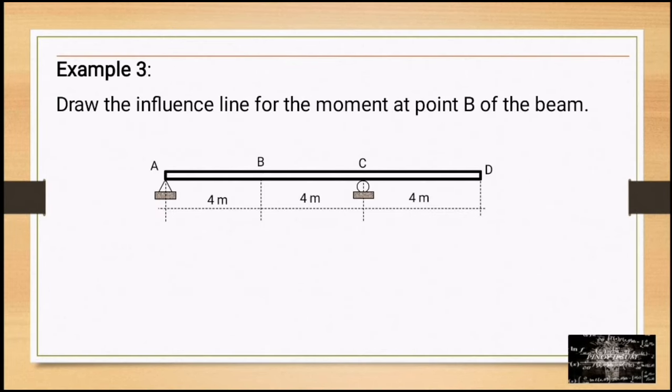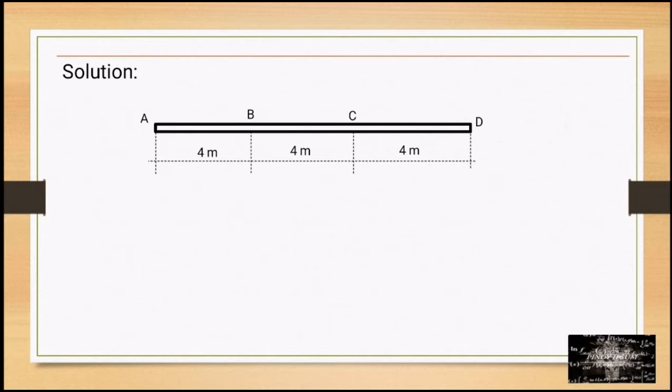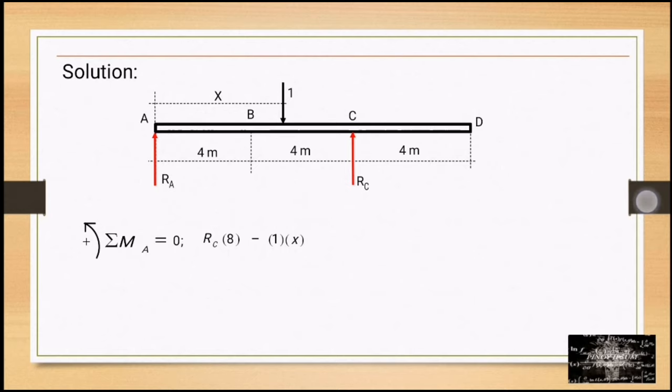Example number 3. Draw the influence line for the moment at point B of the beam. So, solution. We will have a vertical reaction at A and C. Then place a unit load at location X. Then solve natin yung reactions gamit yung equilibrium equation. So summation of moment at point A is equal to 0 considering counterclockwise positive. So RC times 8 minus 1 times X is equal to 0. So RC is equal to X over 8.